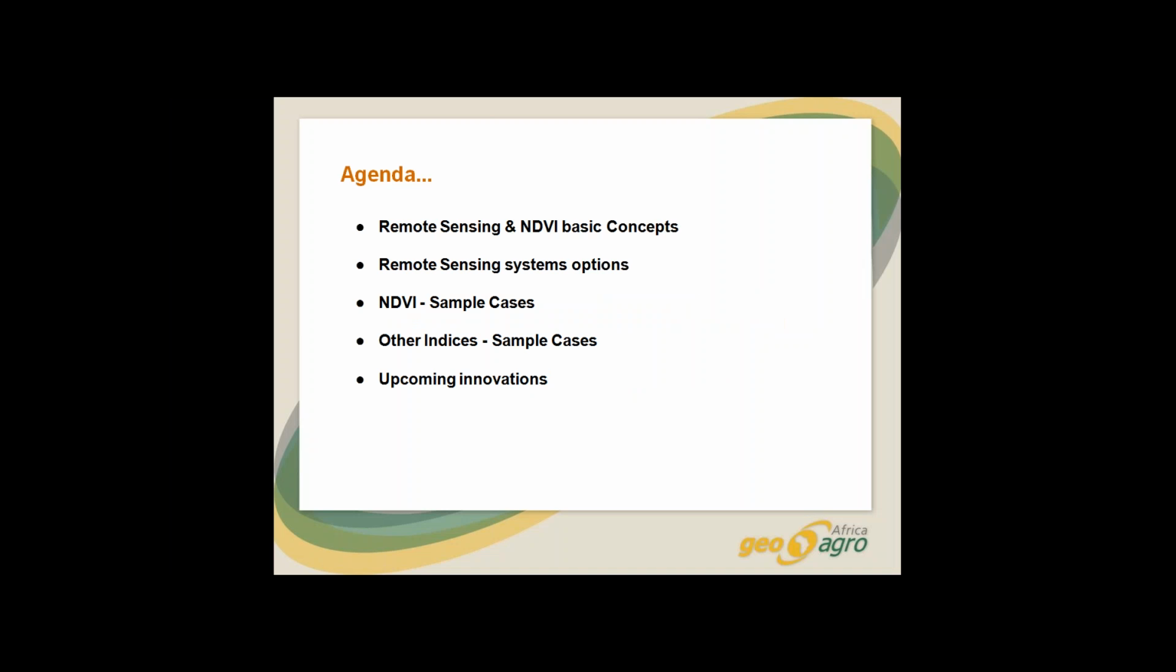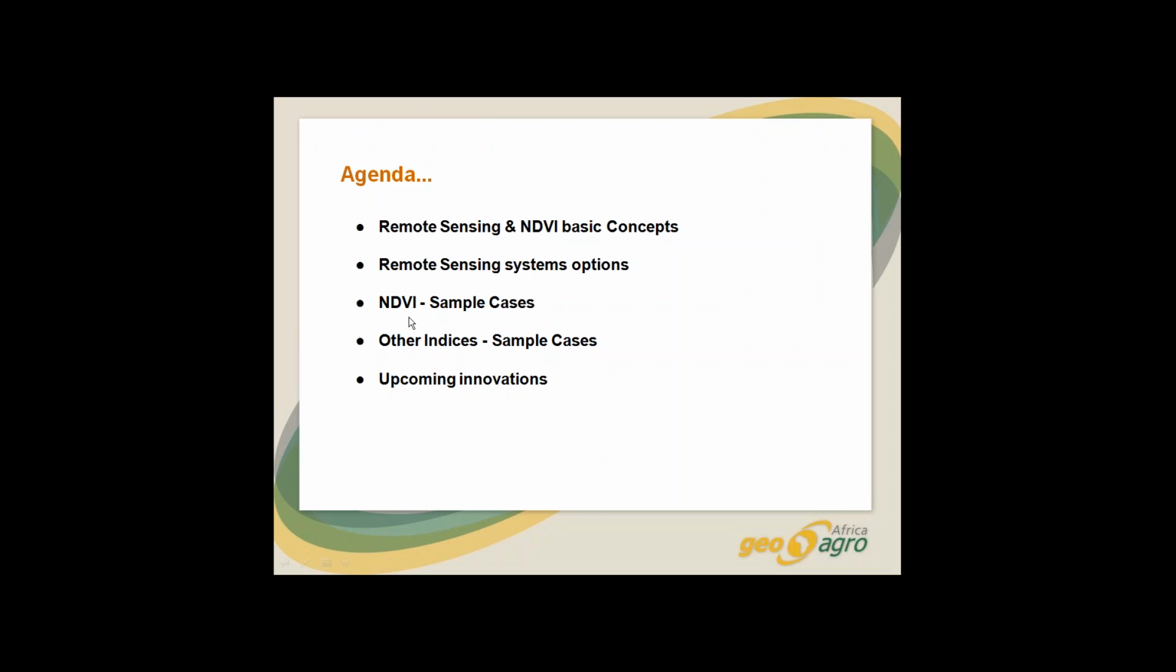UAVs, traditional satellites with different resolutions. Now the time is coming for nano satellites, and we'll see what that is all about. Then we'll review some sample cases. GeoAgro has been applying technologies for 10 years, or now 11, and in Africa, more than 3-4 years now. And so we have had quite a few experiences in showing how these technologies can help crop management be more effective. So we'll be reviewing some of those cases.